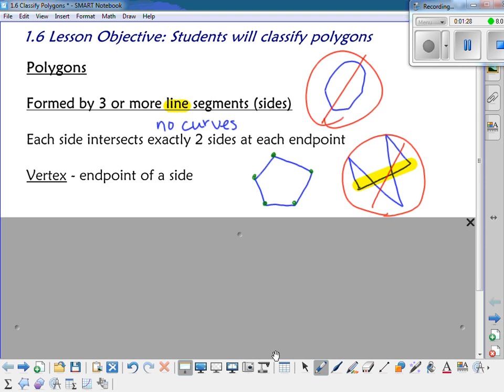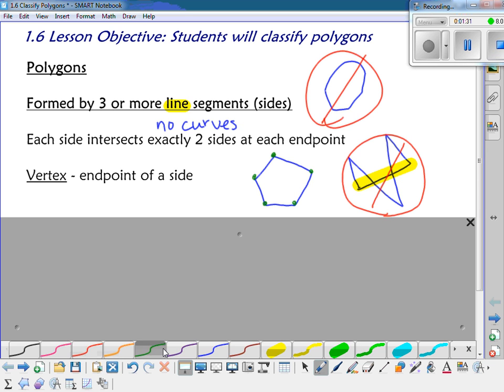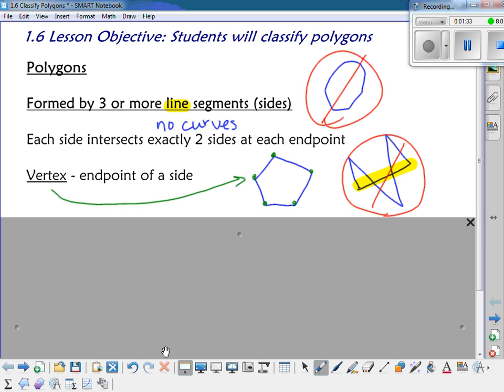And a vertex is just the endpoint of the side. So we already drew some over here. Vertices is the plural, vertex is 1. So a polygon has to have 3 or more line segments for the sides. The vertex is an endpoint, and each side can only intersect 2 sides. So we can't have a side intersecting 4 sides.